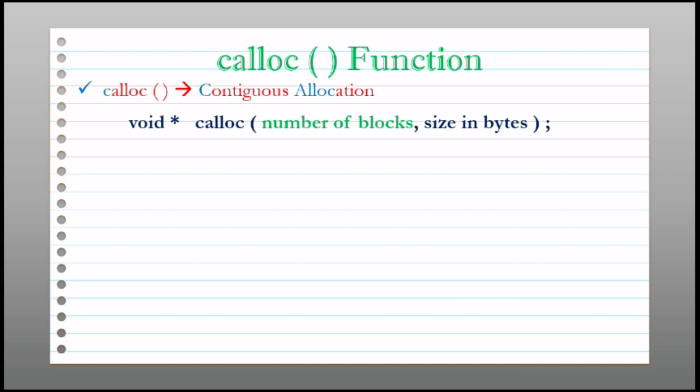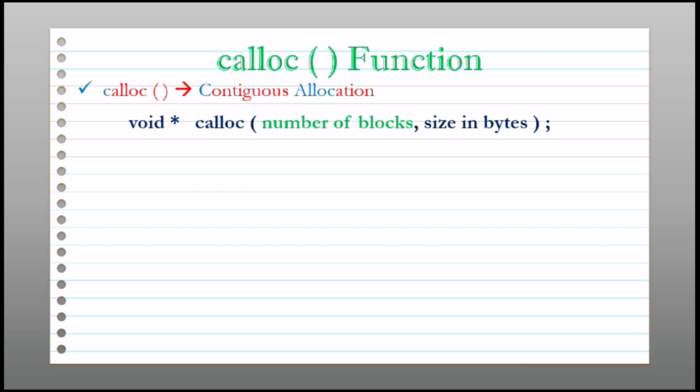If you see the return type, instead of using data types like int or float, the return type is void. So why is the return type void used? Basically void is a generic data type and it can be converted to any data type later by using the typecasting method. The return type void is used because at the start we don't know for which particular data type the calloc function is used. So that's why it is used with return type void.